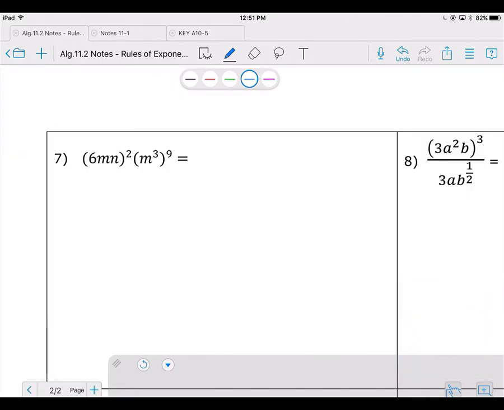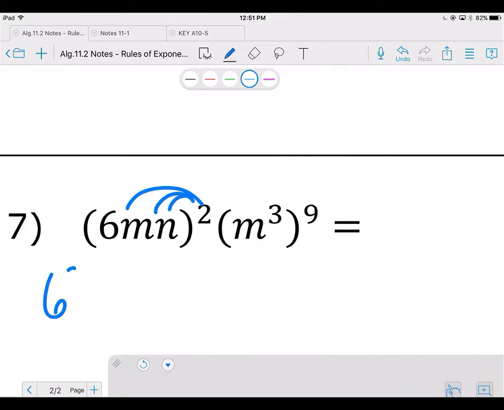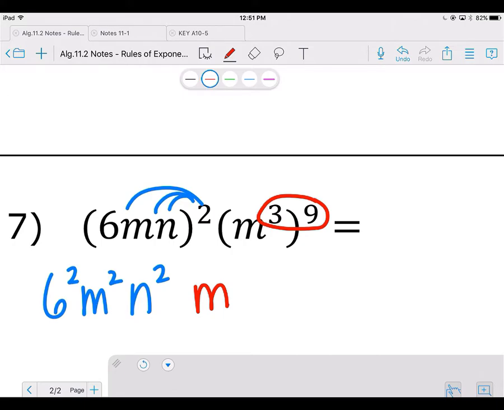On the back, we have some more distributing. Remember, if you have a distributing with parentheses in the back, whatever is around it, everything gets it. So 6 gets squared, m gets squared, n gets squared. Here, these are piggybacked, so m is 9 times 3, which is 27.